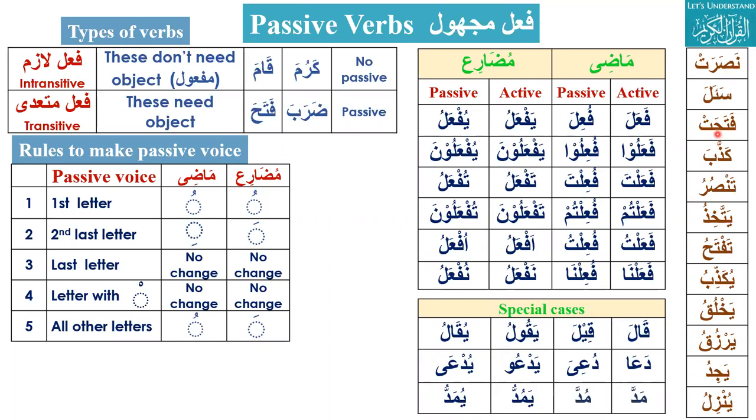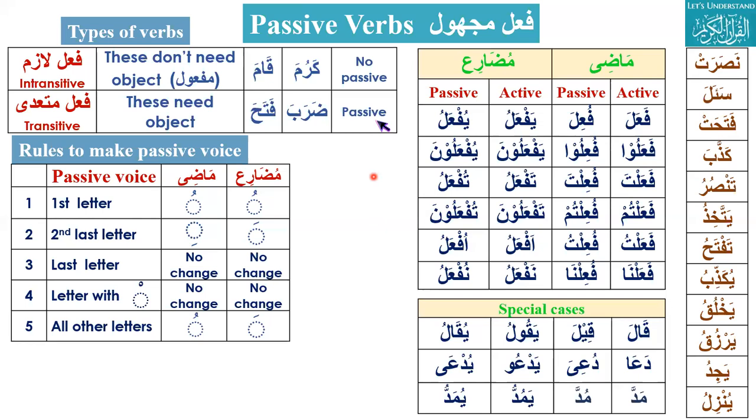And what about Fatahat? Futihat. Fatahat meaning she opened. And Futihat meaning she was opened. What about Kazzaba? Kuzziba. What rule did you apply? The first letter has dhamma and the second last letter has kasra. Very good. Okay, thank you.